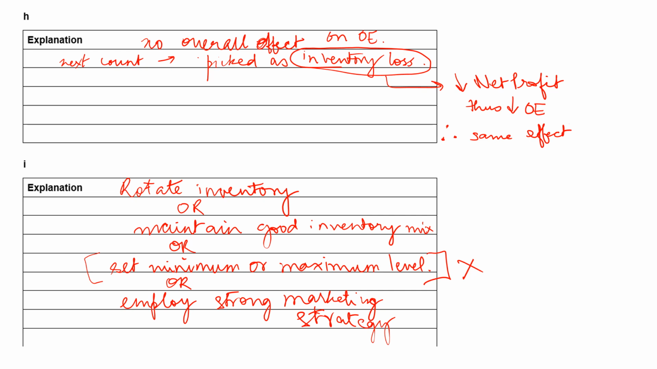Or else you could talk about inventory mix, like focus on inventory items that sell well and slowly phase out the ones that do not sell that well. And the slow selling ones can be slowly moved to discounting. And that way, once you've got some discounts on it, it'll hopefully move faster. Or you keep up to date, set your minimum and maximum levels, or employ a strong marketing strategy. Any of those that you can explain well with a little bit of description and logic to it, that should work.